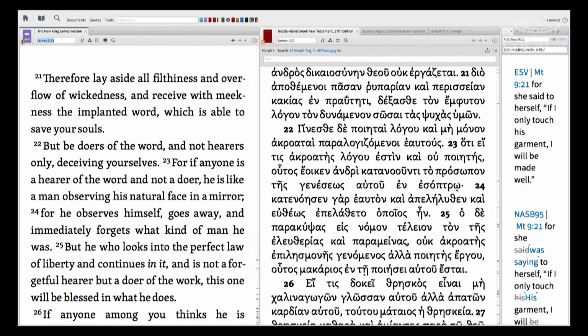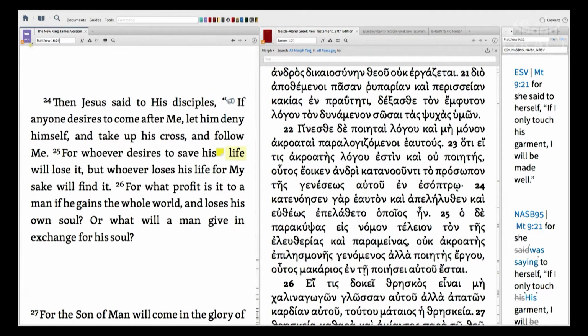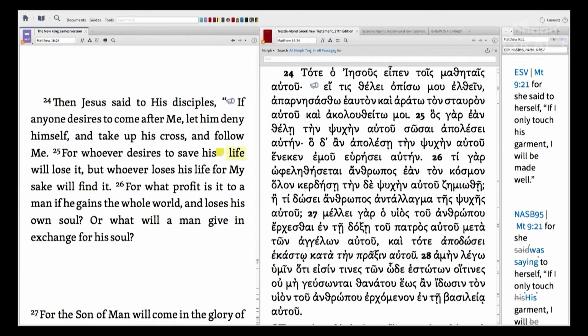Or if we go to, say, Matthew. And we look at this famous passage where Jesus said to his disciples, if anyone desires to come after me, this is Matthew 16:24, let him deny himself, take up his cross, and follow me. For whosoever desires to save his life will lose it. Whosoever loses his life for my sake will find it. For what does it profit a man if he gains the whole world and loses his own soul? Or what will a man give in exchange for his soul?